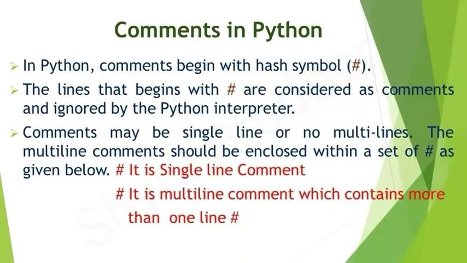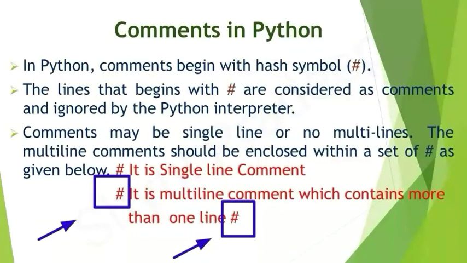The next point, it may be single line or multi lines. This is a single line comment. If you want to write the comments in multi-line, then what will you do? The multi-line comments should be enclosed within a set of hash symbols. So this is a multi-line comment. You have to write this multi-line comment within the set of hashes. This is one hash, and at the end of this comment you have to write another hash symbol.